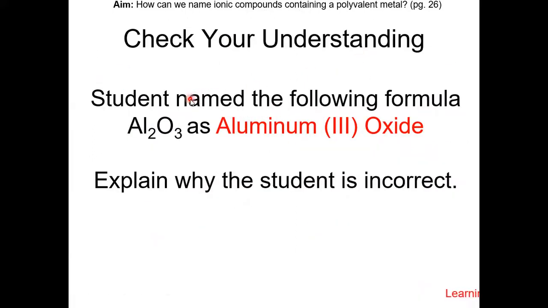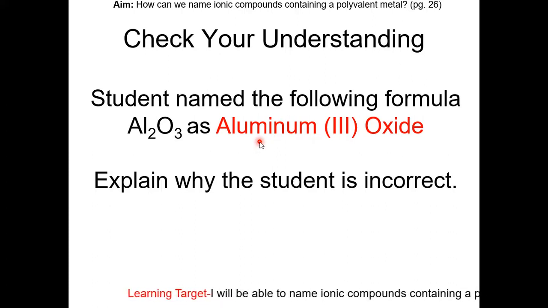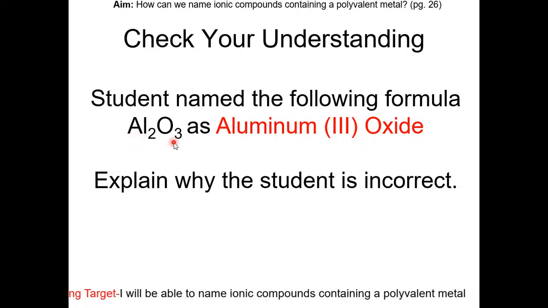Check of understanding. A student named the following formula, Al2O3, as aluminum(III) oxide. Explain why the student is incorrect. So if we look at the periodic table, aluminum does not have multiple charges. It is not a polyvalent metal. So you do not put a Roman numeral 3 here. So this is just aluminum oxide.